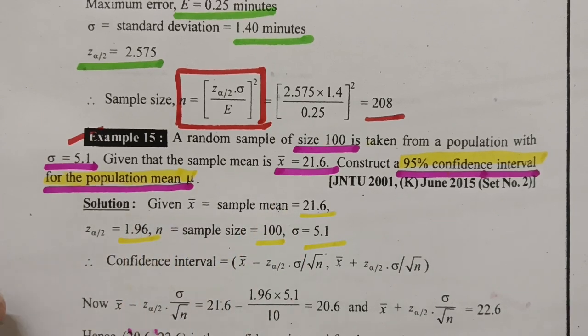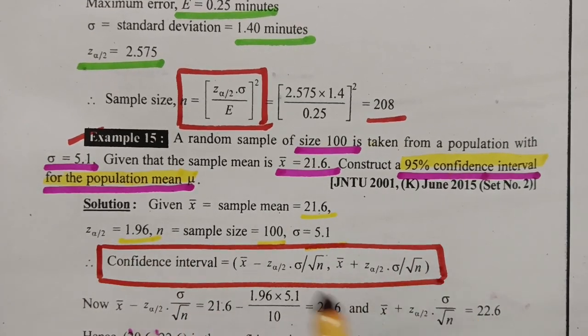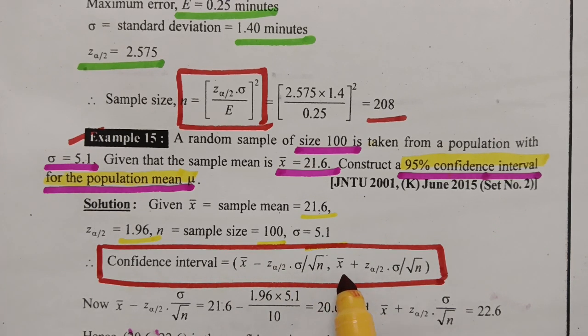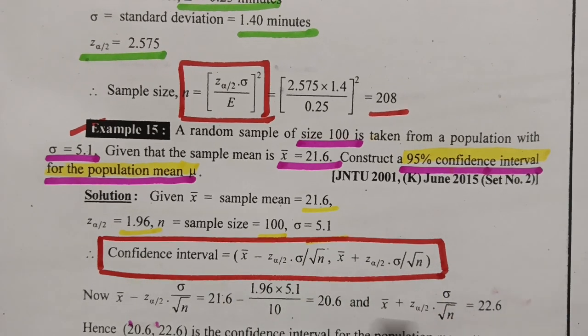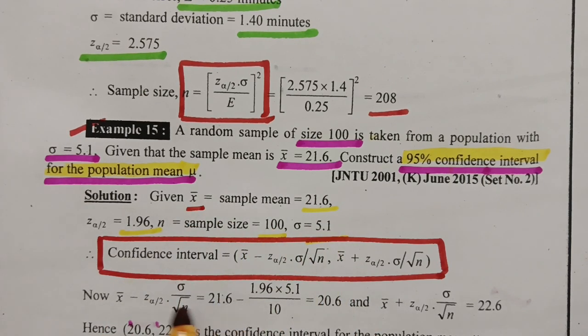So using this data for the confidence interval, this is the formula which you have to remember: x bar minus Z alpha by 2 into sigma by root n, comma, x bar plus Z alpha by 2 into sigma by root n. First of all I am finding x bar minus Z alpha by 2 into sigma by root n. So what is x bar here? x bar is 21.6, minus Z alpha by 2, which is 1.96, into the sigma value 5.1, by root n.